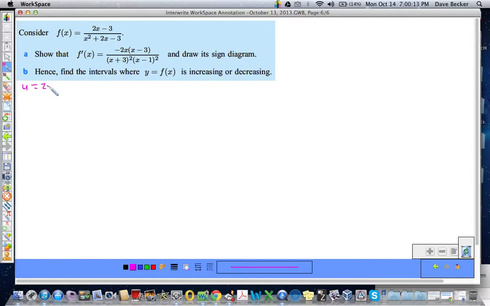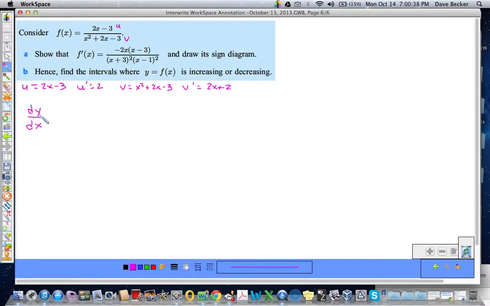So since we're using the quotient rule, I'm going to start with u equals 2x minus 3. And this is my u, and this is my v. du equals 2, and v equals x squared plus 2x minus 3, which means that dv equals 2x plus 2.